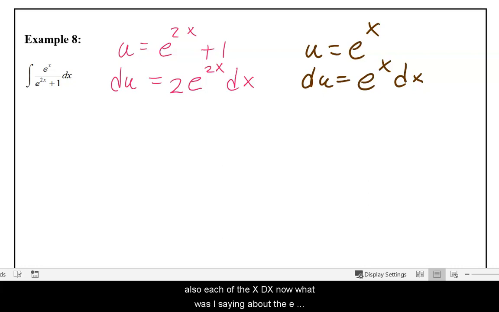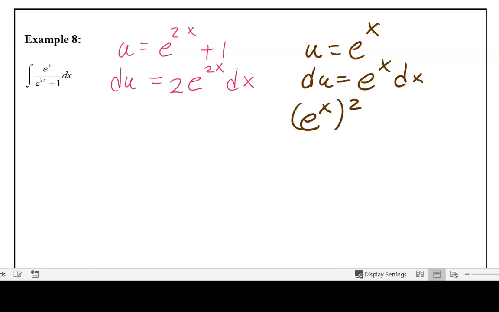Now, what was I saying about the e to the x squared? Think of it this way. If I write e to the x and I square it, I have one base, which is e, and it has two powers, x and 2. The rule is multiply the powers. That gives me e to the 2x. If I let u be e to the x, then I can think of e to the 2x as u squared.